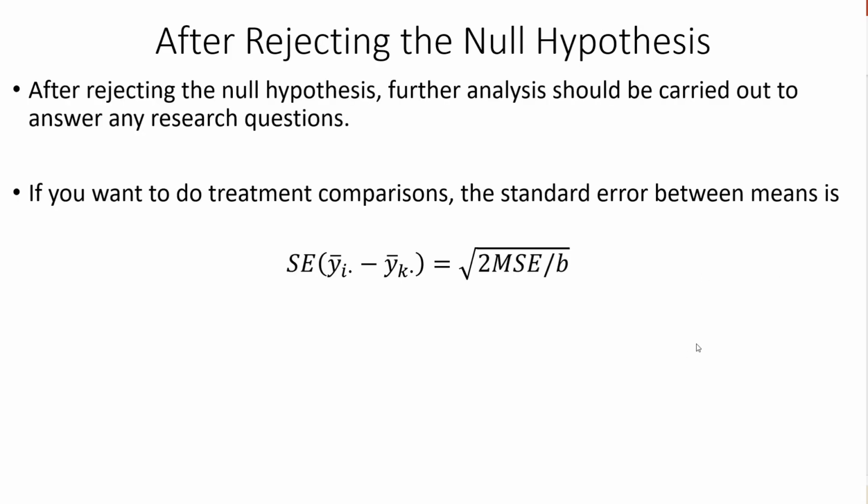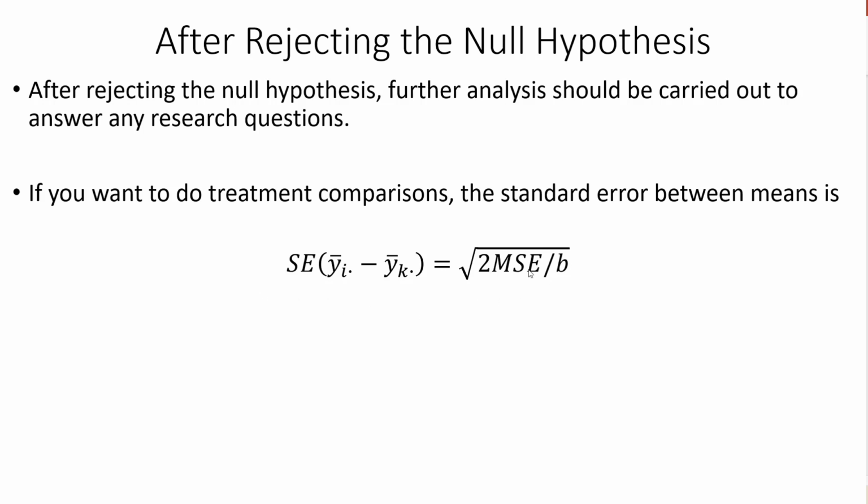So if we want to follow it up and try to see where the differences lie, we often want to do a treatment comparison. We'll take our different treatment levels, subtract the averages from them, and create a confidence interval. So the standard error is going to be the same, regardless of whether we're treating the blocks as a random effect or a fixed effect.